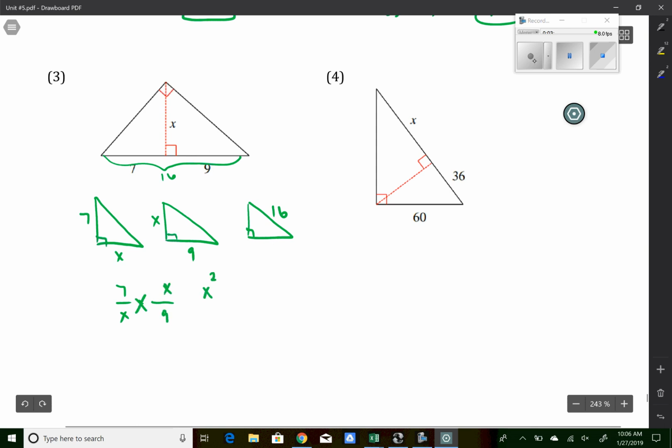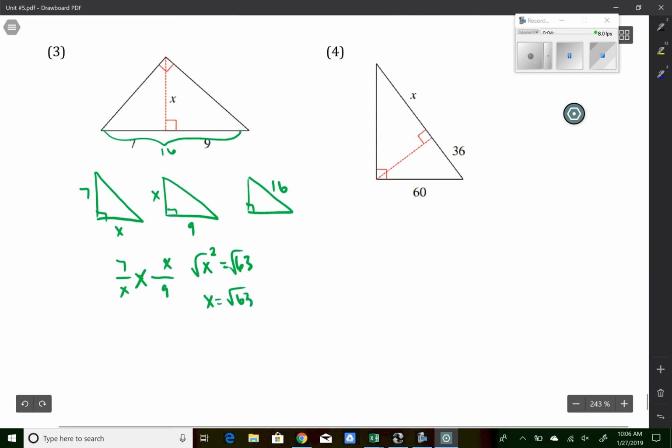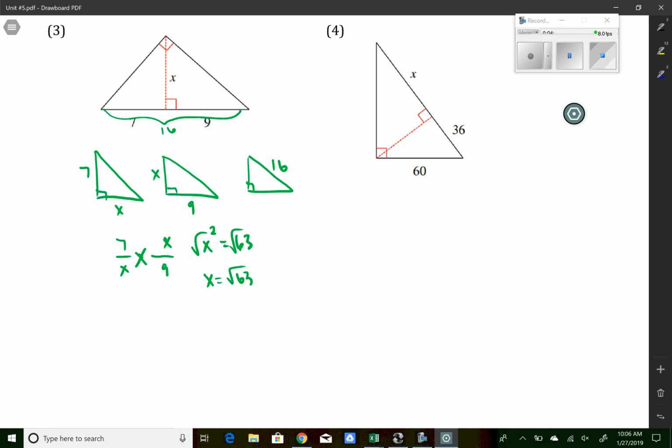Cross multiply, and I get x squared is equal to 63. Now, unfortunately, 63 is not a perfect square. So when I take the square root of this, I have the square root of 63, and I have to simplify that, which goes back to a lesson we did earlier in the chapter, and something that we had said was a math skill.